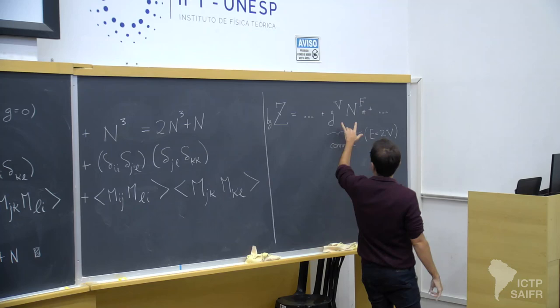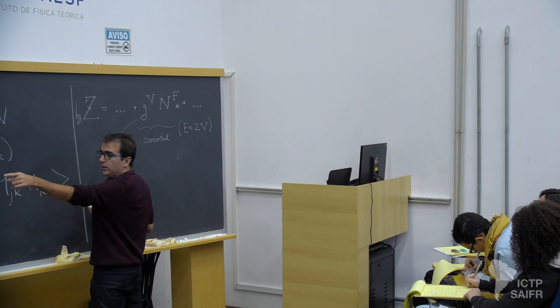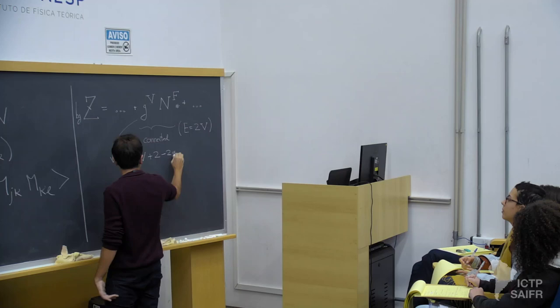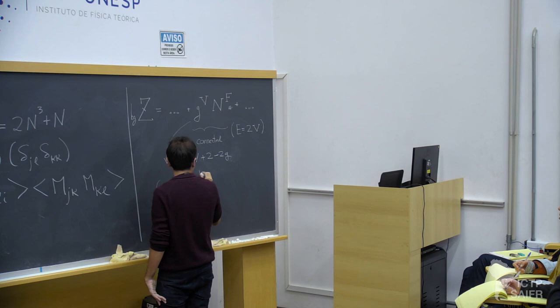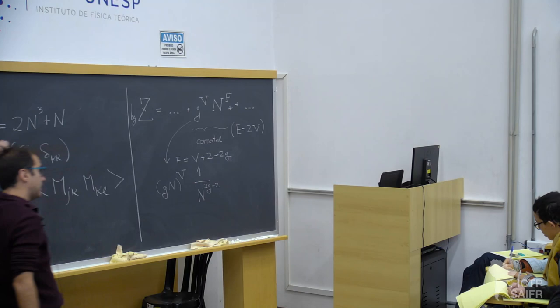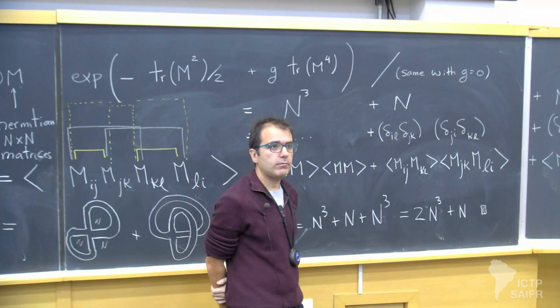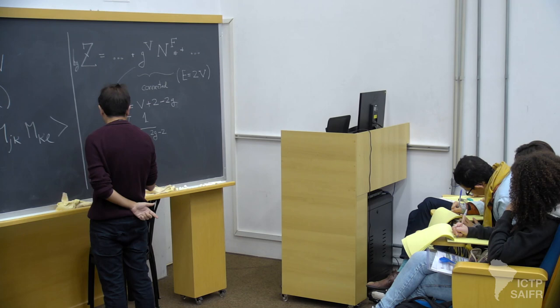Okay. But what we are interested in here is to notice that this term here is of the following form. When I use that F is equal to V plus 2 minus 2 genus, it's equal to G times N to the power V times 1 over N to the power 2 genus minus 2. So you see, I just did some trivial algebra to rewrite it a little bit. Okay. And so we see that it is maybe a good idea to define this quantity as lambda, it's called the 't Hooft coupling.